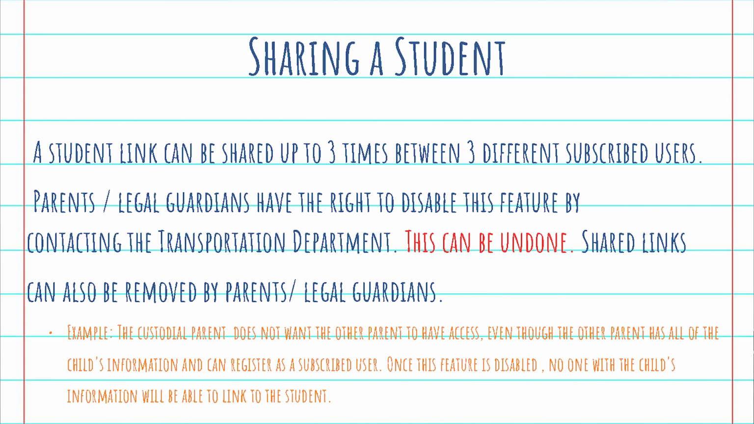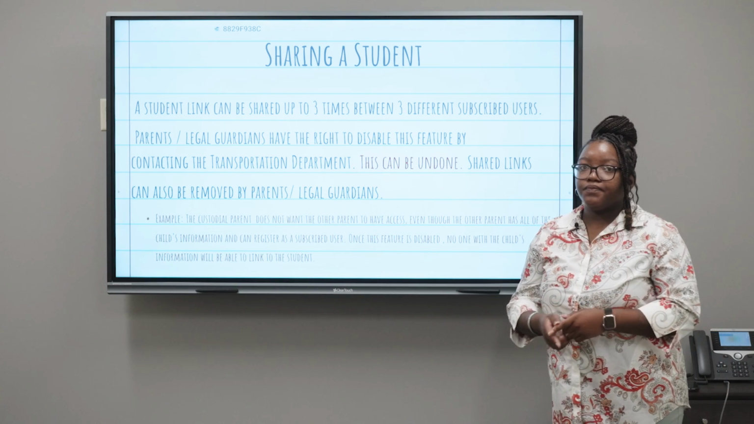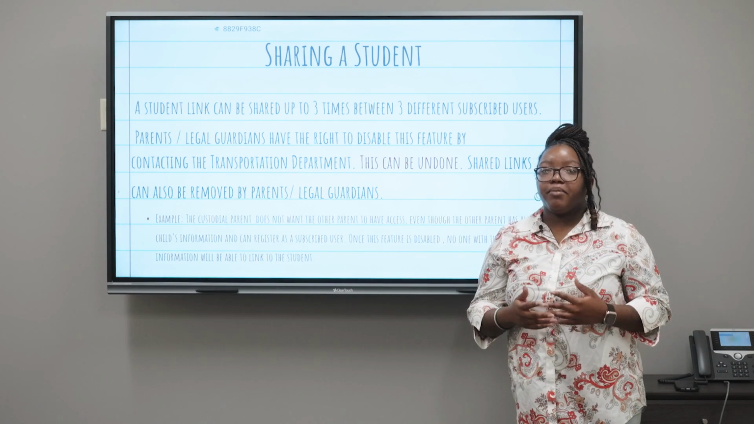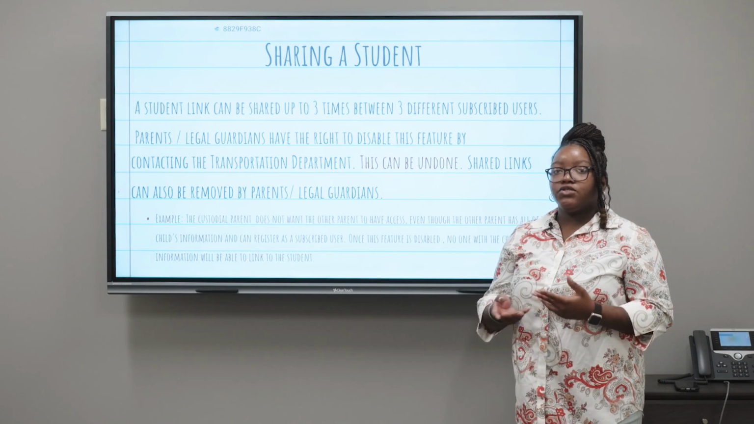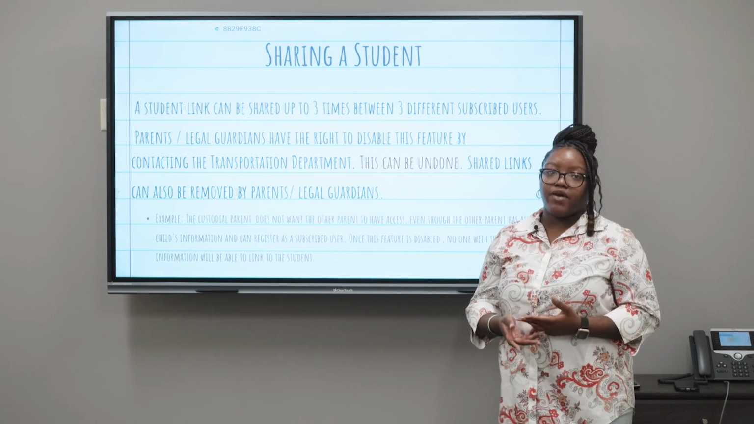For example, the custodial parent does not want the other parent to have access, even though the other parent has all of the child's information and can register as a subscribed user. Once this feature is disabled, no one with the child's information will be able to link to the student. Side note, we do go based off what is in PowerSchool. So if that parent is in PowerSchool, they have the right to the student's information in Ride 360.